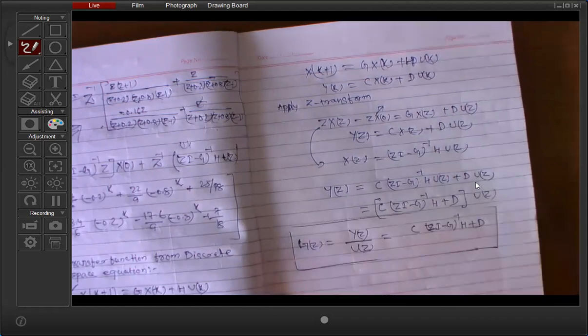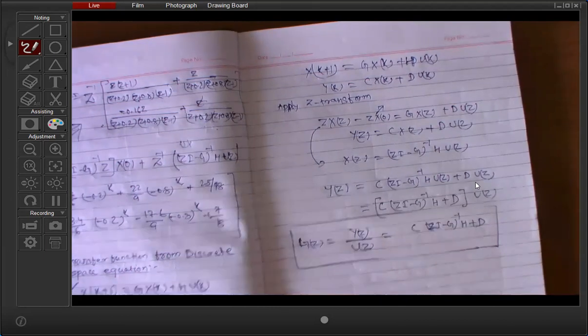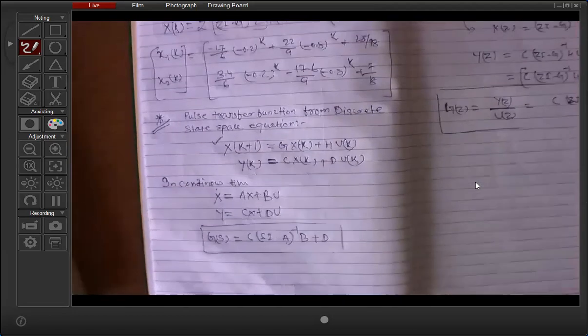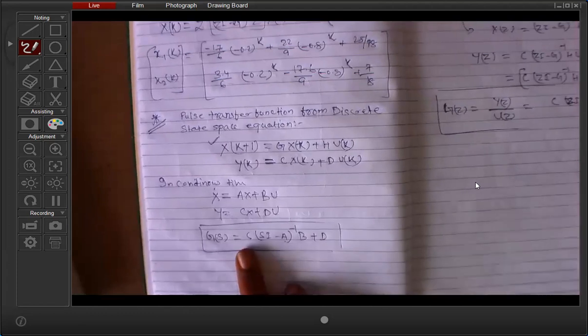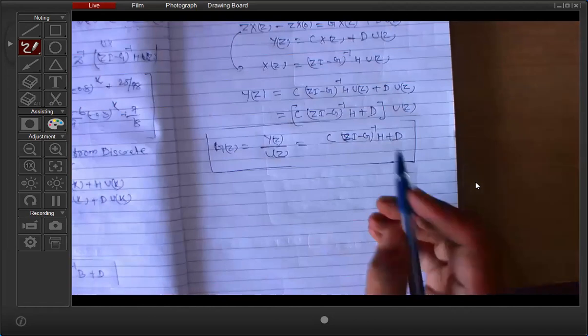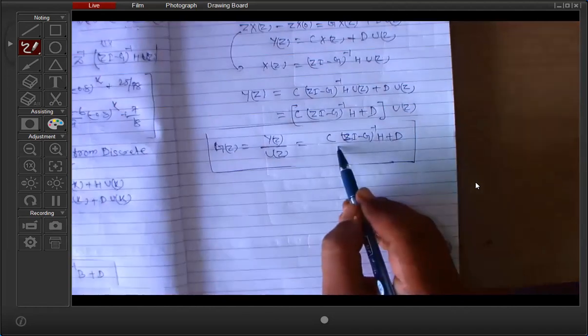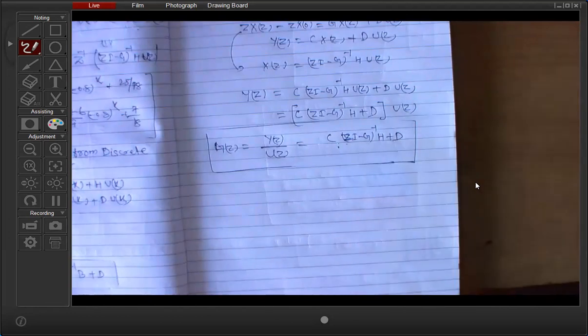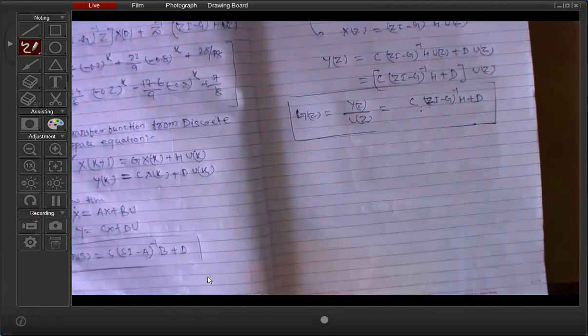Any doubt? No, sir. If you compare with the continuous time domain, they are almost the same. In continuous time domain, the transfer function is equal to C into (sI minus A) inverse into B plus D matrix, and in the discrete time system, the pulse transfer function is equal to C into (zI minus G) inverse H plus D. Okay, any doubt? No, sir. Just wait.